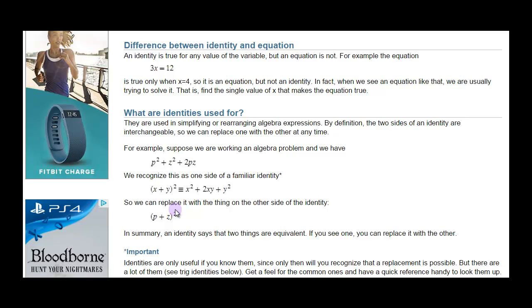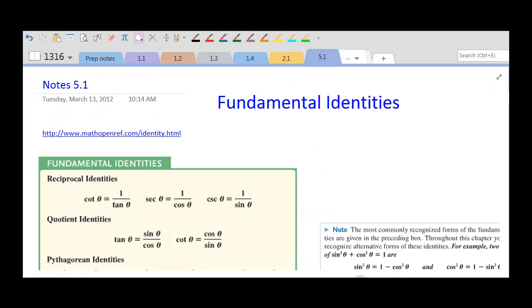Now, I might want to do that if I'm trying to solve an equation. We do it a lot in trigonometry whenever we are solving trig equations. We might do it in calculus when I want to replace something to simplify it. So that's what an identity does for us. Now back to our notes.